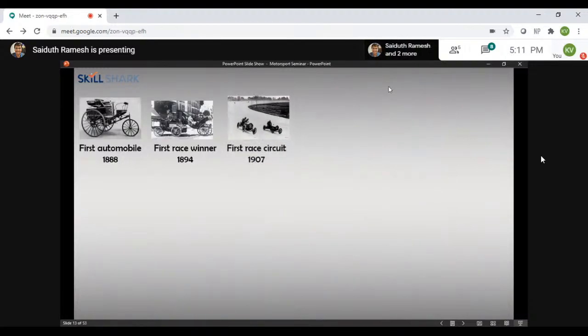There was a small gap in racing during World War I, and Brooklands was actually used as a flight training zone during that time.